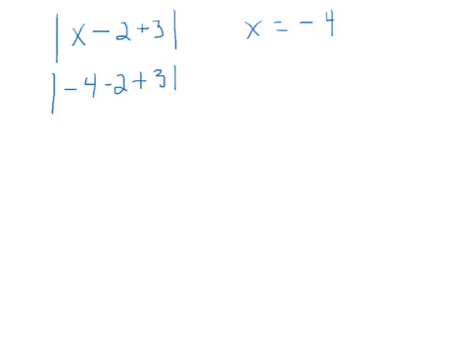Absolute value is only applied at the end, and so you have to do everything in there first. Since subtraction and addition have the same priority, you do left to right. So -4 minus 2 is -6, plus 3 is -3. And then the absolute value of -3, now you can apply the absolute value. You should get 3.